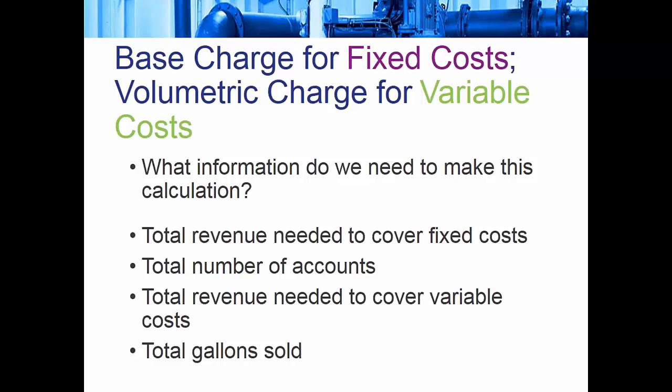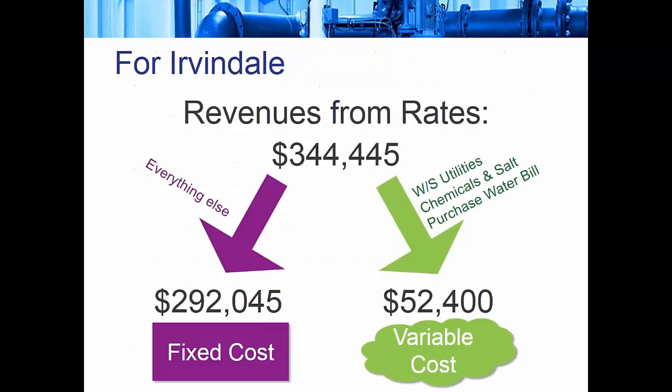So we dug through the finances and budgets for Irvindale and figured out that of that $344,445, $52,000 was a variable cost in that given year. That was for water and sewer utilities, for chemicals, and for water purchases. Everything else equated to $292,000 and change. So the $292,000 we're going to generate from the base charge. The $52,000 and change we're going to generate from the volumetric charge.